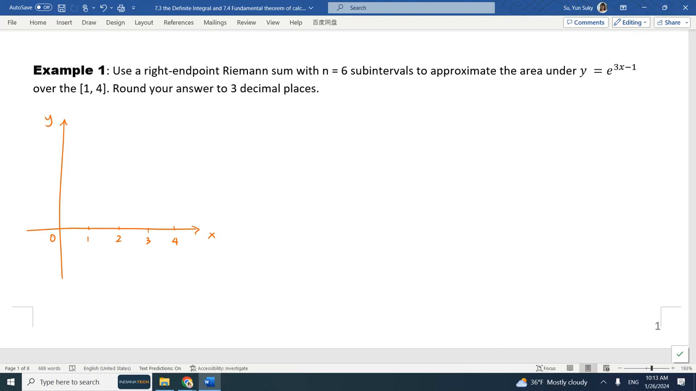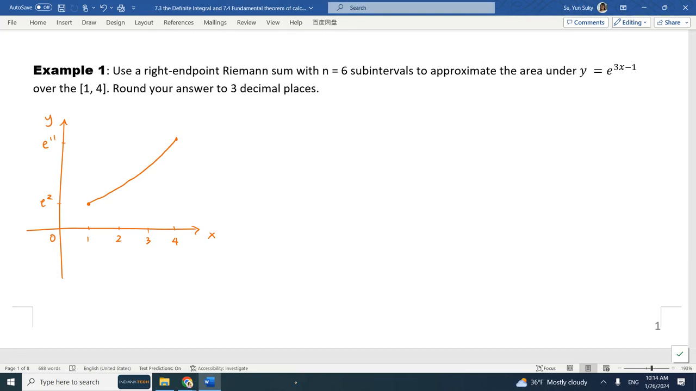Yes, 1. We plug in 1. We get what here? Like e squared, right? And let's plug in 4. If we plug in 4, what happens? E to the 11. Ooh, it's such a big number, right? So we get this. So we know our picture looks like that.